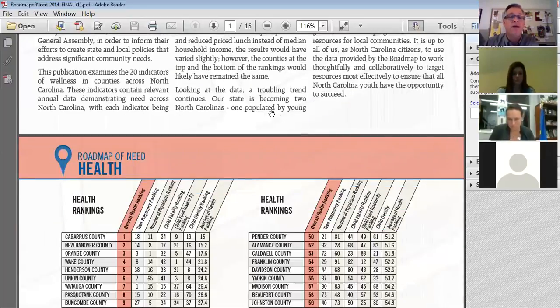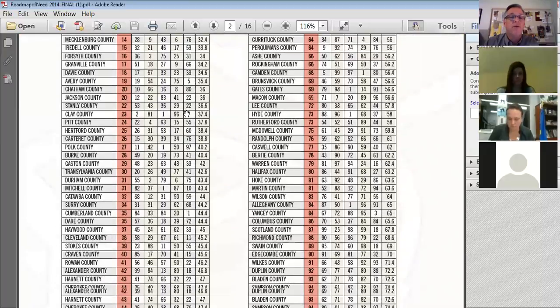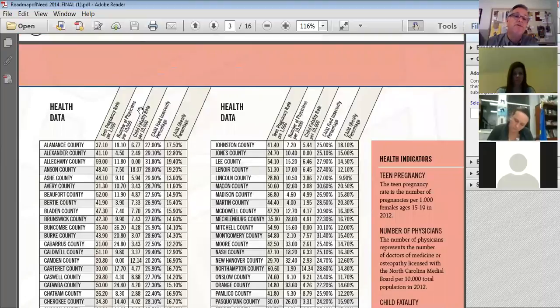So again, the counties are ranked. They're the different factors regarding health, and then they roll through more health data: teen pregnancy, number of physicians per 10,000 people, child fatality rates, food insecurity. I think has to do with the lack of availability of fresh fruits and vegetables.